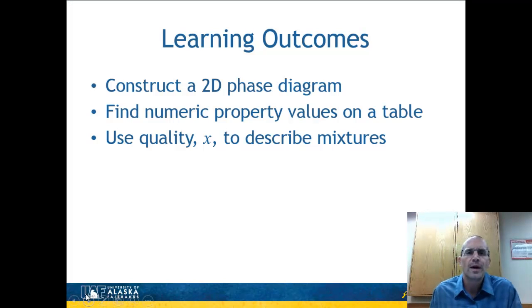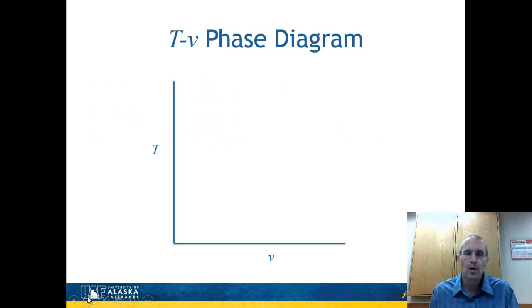So here are the learning outcomes for this module. At the end of this module, you'll be able to construct a 2D phase diagram. You'll be able to find numeric property values on a table, and you'll be able to use quality to describe mixtures. So first, let's go ahead and review a couple of the phase diagrams.